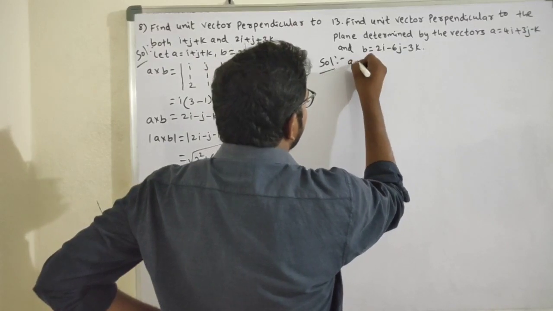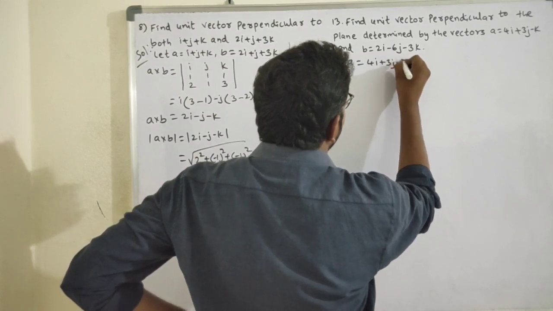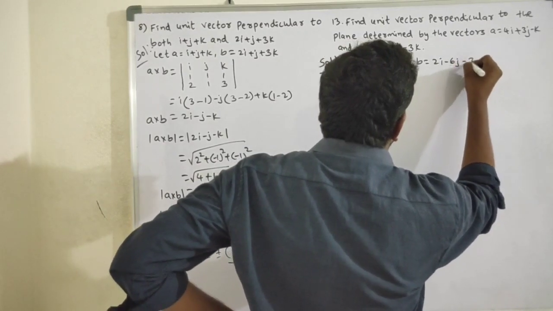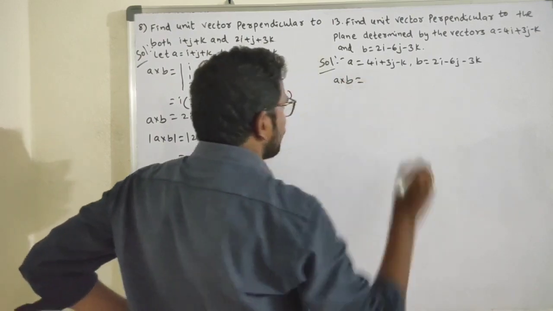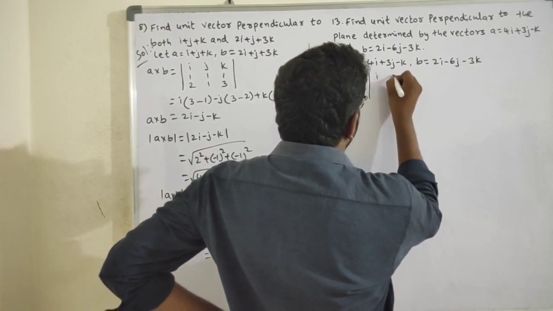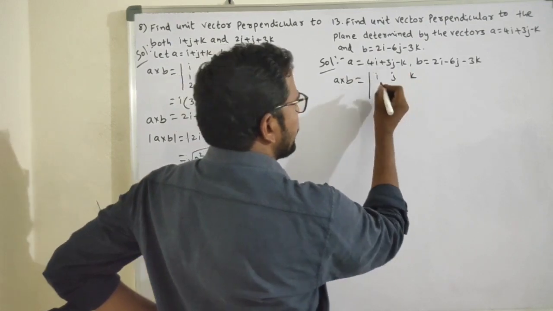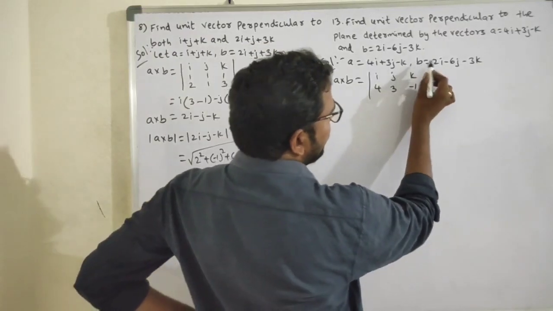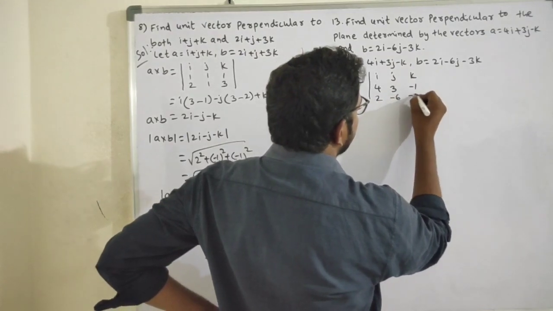A is given as 4i plus 3j minus k and B is equal to 2i minus 6j minus 3k. First find A cross B. A cross B is equal to the determinant of i, j, k. The coefficients of A are 4, 3, minus 1. From vector B, the coefficients are 2, minus 6, minus 3.